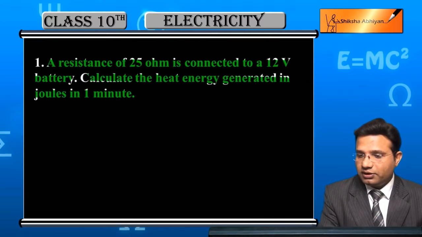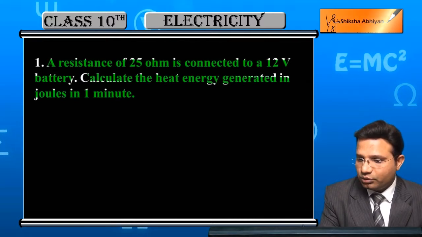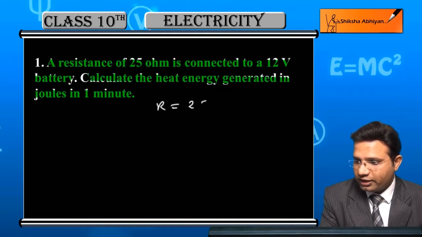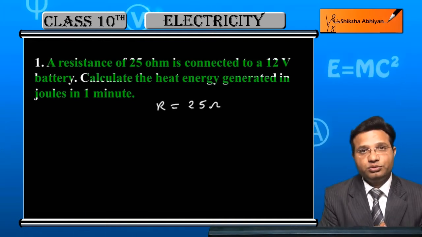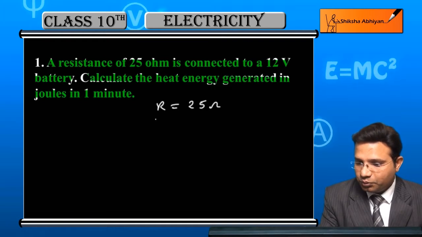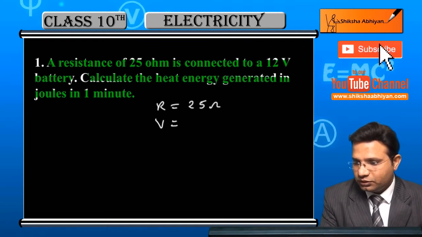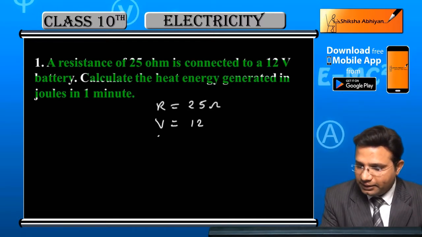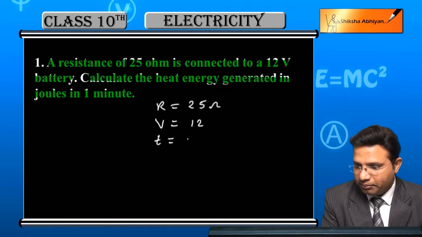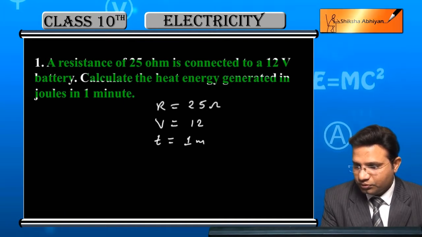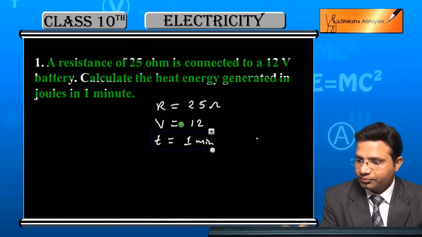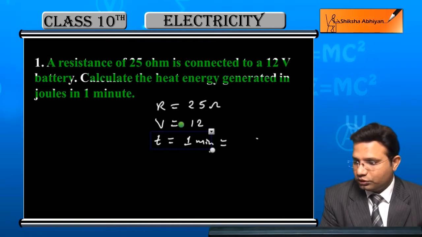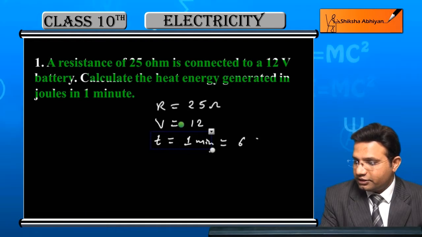So, first of all, we will write the given values. What is the value given? Resistance R is equal to 25 ohm. Okay, students. Now, potential difference V is given 12 volt. And time is given 1 minute, which will be equal to 60 seconds.